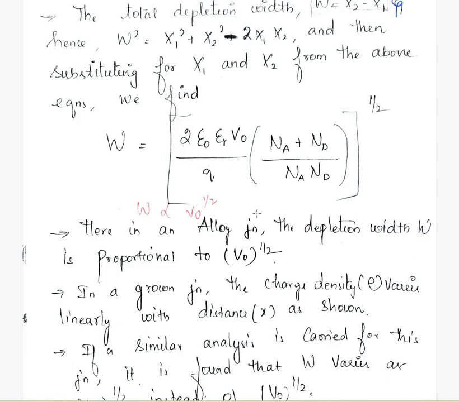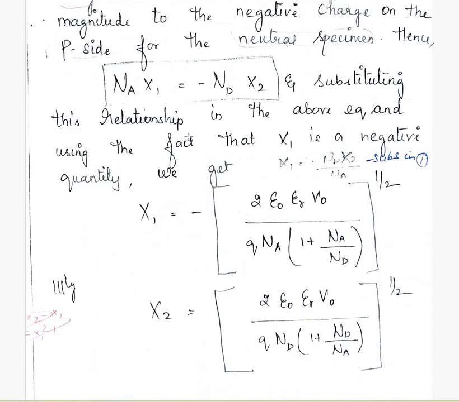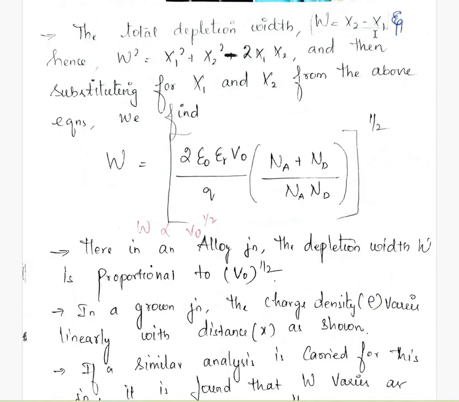Since x1 and x2 are power one-half terms, we write W square equal to x2 minus x1 whole square, which is x1 square plus x2 square minus 2x1 x2. So substituting the values for x1 and x2, we get the value for W, the depletion width, which is 2 epsilon naught epsilon r V naught by Q times Na plus Nd by Na Nd, whole power half. We know epsilon naught is the permittivity of free space, epsilon r the relative permittivity, V naught the voltage, Q the charge of an electron or hole, and Na and Nd the concentrations of acceptors and donors.